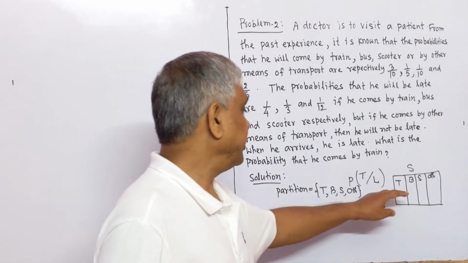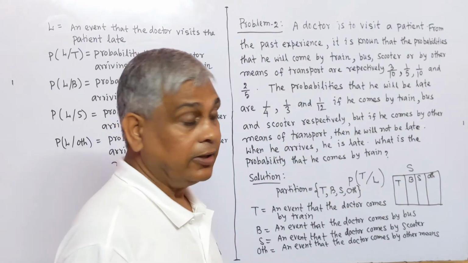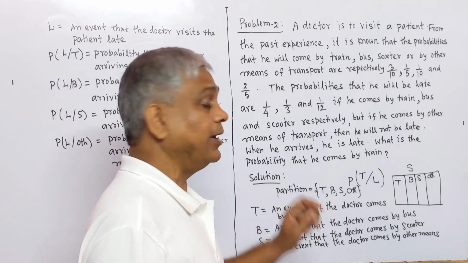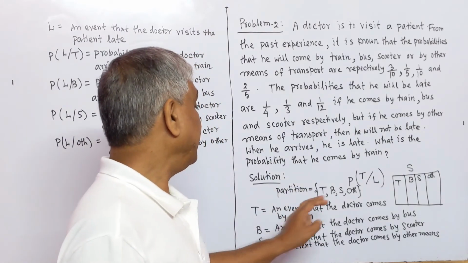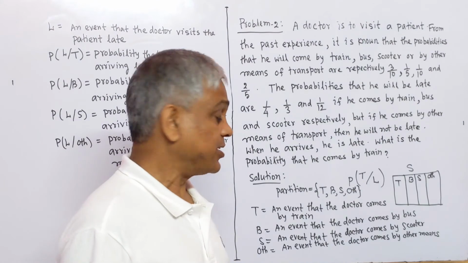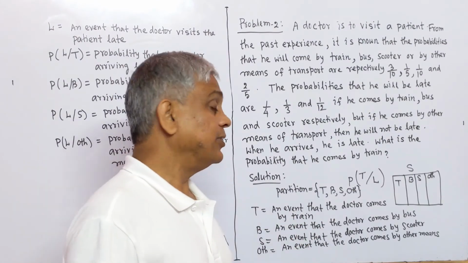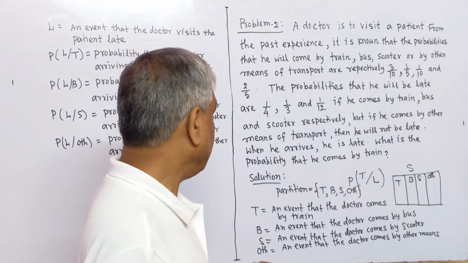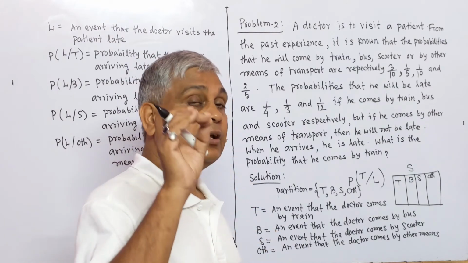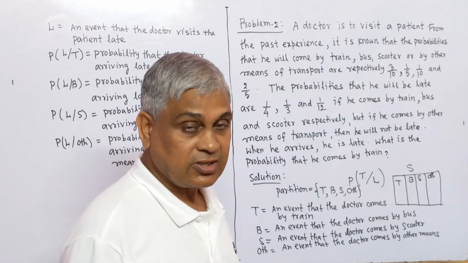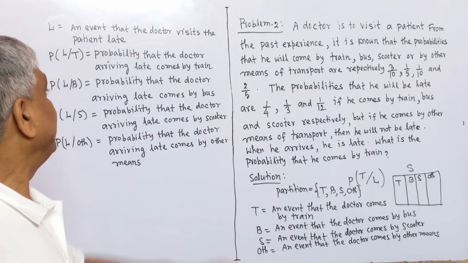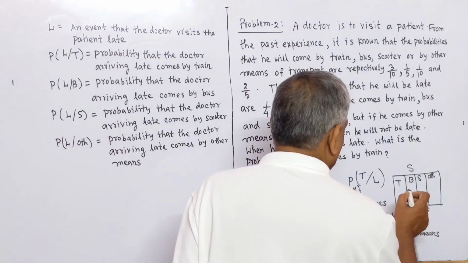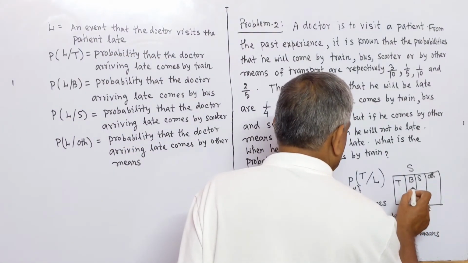Now we write the names of these events. Here T be an event that the doctor comes by train. B be an event that the doctor comes by bus. S be an event that the doctor comes by scooter. OTH be an event that the doctor comes by other means. L be an event that the doctor visits the patient late.